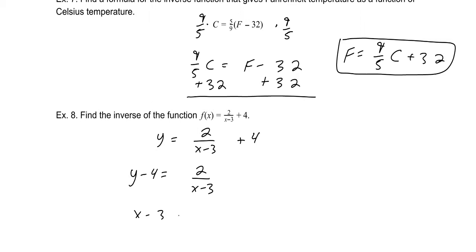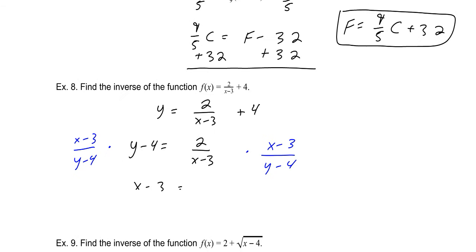x minus 3 equals, so multiplying by x minus 3 and dividing by y minus 4, there's the way to write that. x minus 3 equals 2 over y minus 4. And then we will add 3 to both sides so that x equals 2 divided by y minus 4, plus 3.